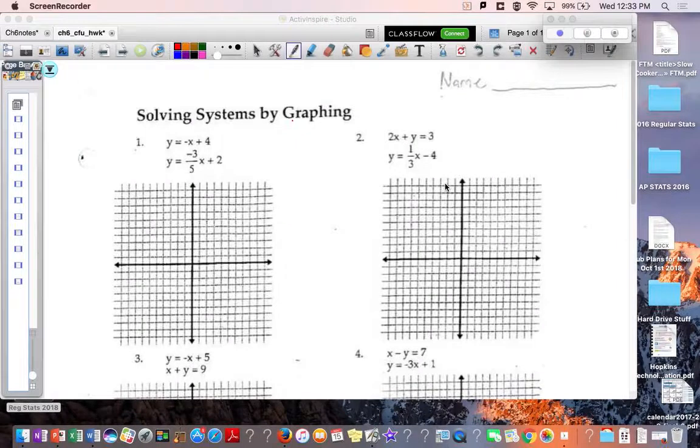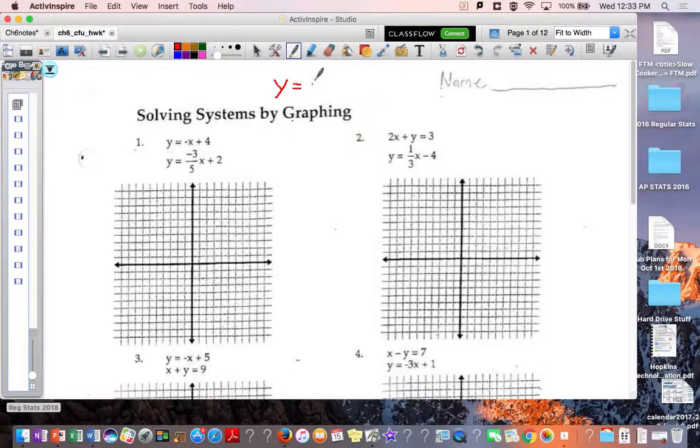All right, let's take a look at your homework assignment where we're solving systems by graphing. We'll see how many of them we go through just to give you some more practice. On number one, you want to remember to get your equation back into this form: y equals a plus bx. A and bx can be flipped around.